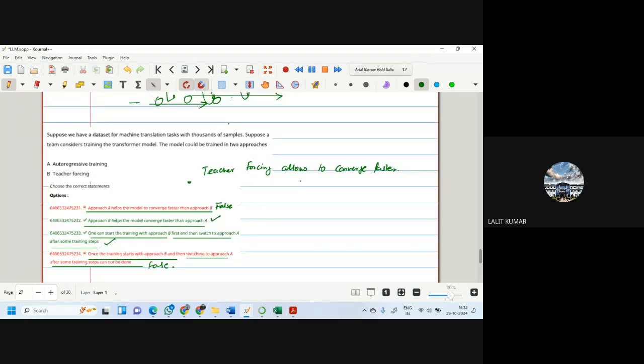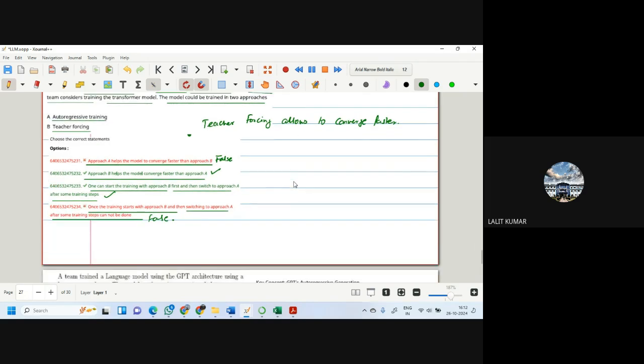Okay. Suppose we have a data set for a machine translation task with thousands of samples. Suppose a team considers training the transformer model. That model could be trained in two approaches: auto-regressive and teacher forcing. So this we have straight away covered here. You can easily find: approach A helps the model to converge faster than approach B. It is false. Autoregressive does not converge faster. Approach B helps the model converge. Yes, that is true. One can start the training with approach B first and then switch to approach A after some training steps. True. It is covered in the lectures also. And for this A, it is false.